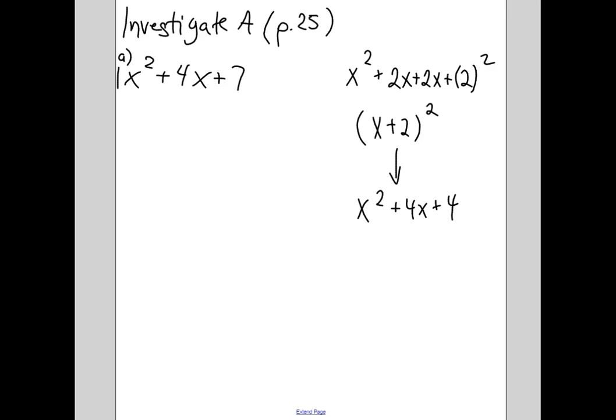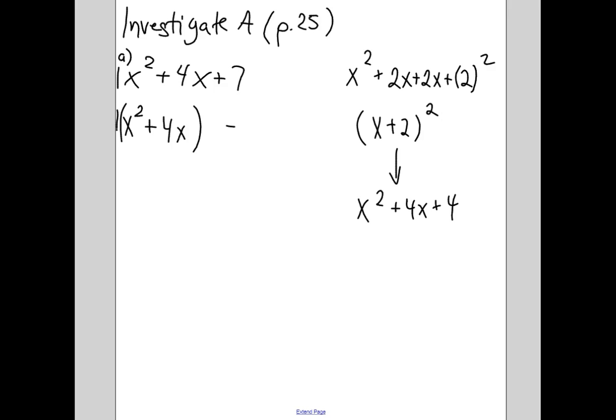So we can't just arbitrarily subtract 3 off of that to produce a perfect square. What we can do though is take the expression, remove the leading coefficient if it's necessary. Here it's not.